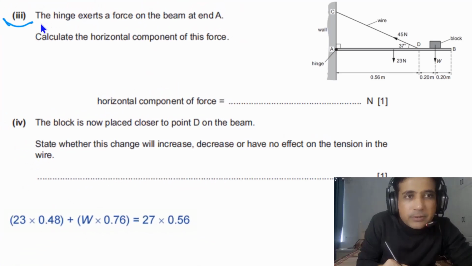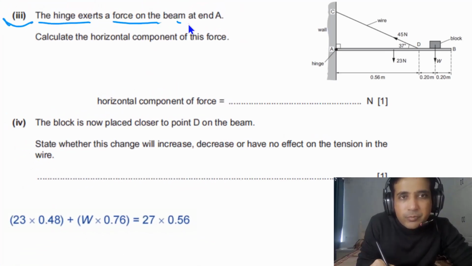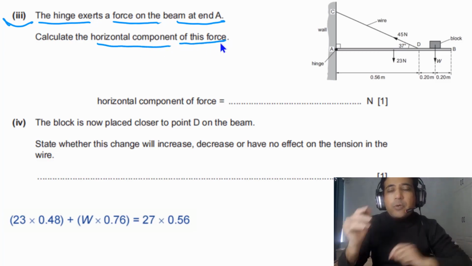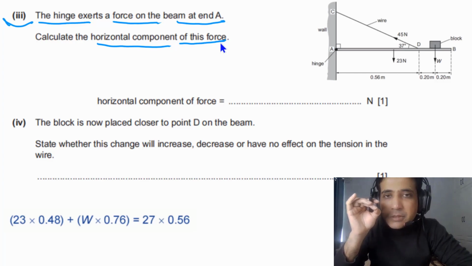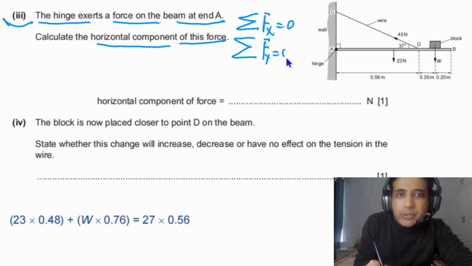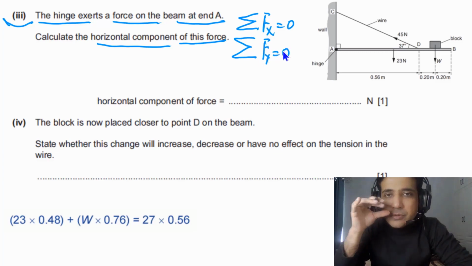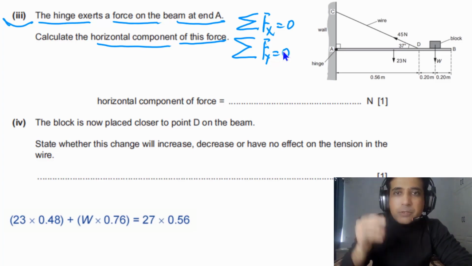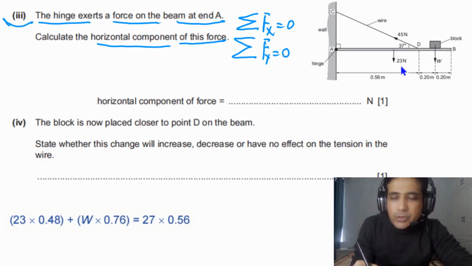For our third part, it is given to us that the hinge exerts a force on the beam at end A. Calculate the horizontal component of this force. So first of all, we need to understand, as this beam is in equilibrium, it simply means that the sum of the forces along the horizontal has to be equal to 0, and the sum of the forces along the y-axis also has to be equal to 0. So now simply we'll need to look at the horizontal component of the forces. In this case, this force has no horizontal component. This force has no horizontal component. Only the force due to the wire, this one has a horizontal component.